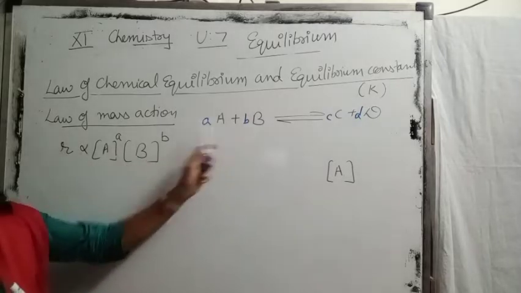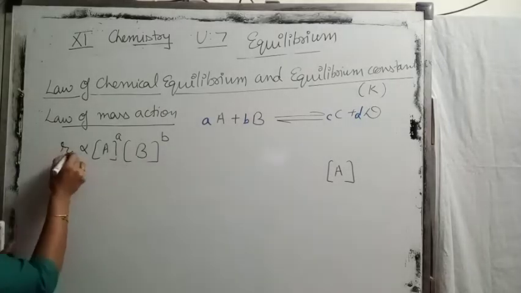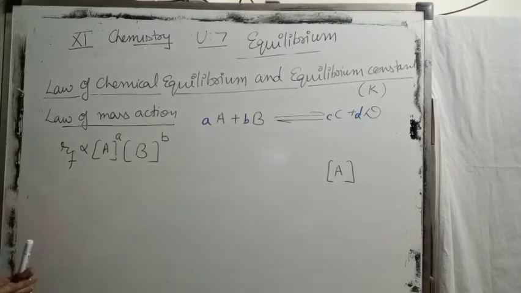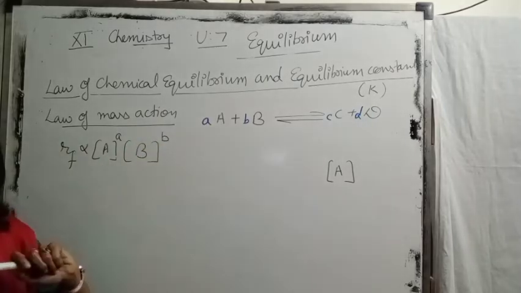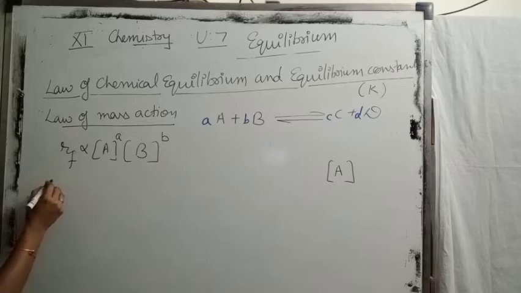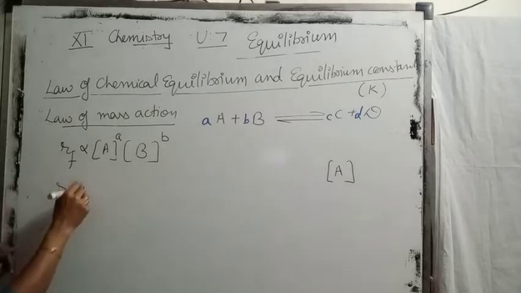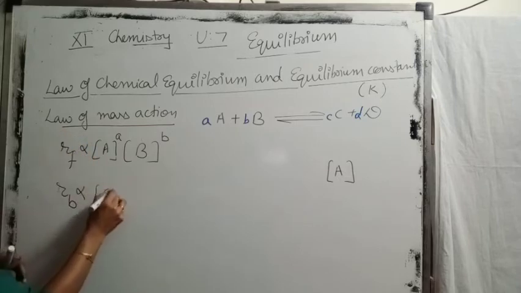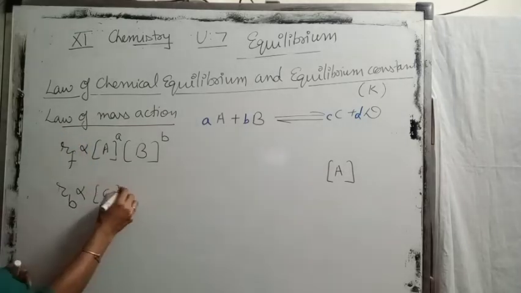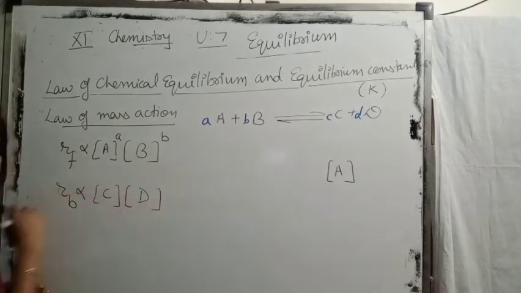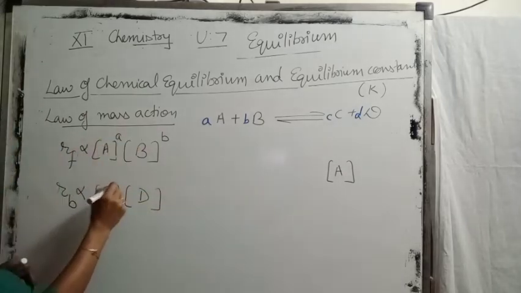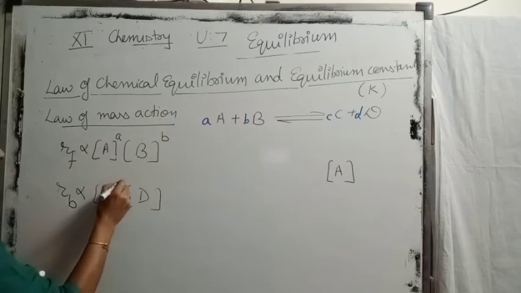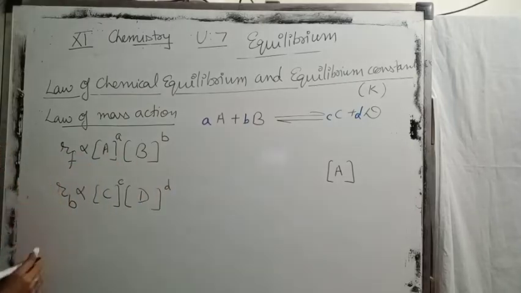So this is for the forward reaction. So I should write this is the rate of forward reaction, because A and B are the reactants for the forward reaction. Similarly, I can write the rate of backward reaction. The reactants for the backward reaction are C and D. So molar concentration of C multiplied by molar concentration of D raised to the power their coefficients of the balanced equation. So this is the representation of law of mass action for forward as well as for backward.